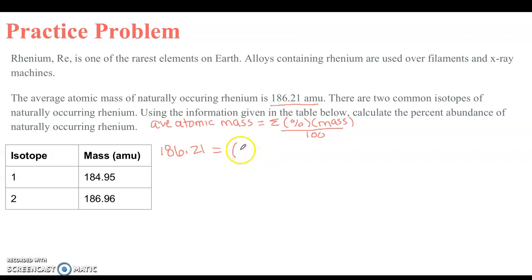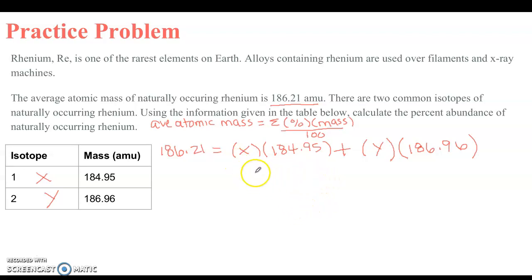Percentage is what we're looking for. So I'm going to put X for isotope 1. I'm going to put the mass for isotope 1. And just so I keep track of my variables, I'm actually going to write an X right in the table. We add this to our next isotope, which I'm going to call Y. I don't know the percent, that's what I'm looking for, but I do know the mass. So right now we have a 2-variable equation.